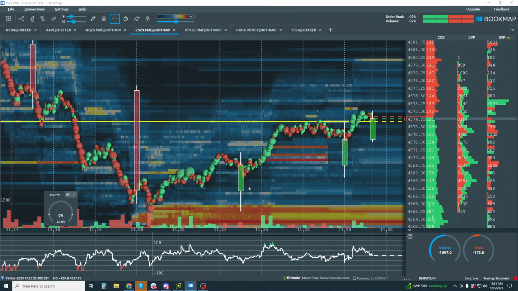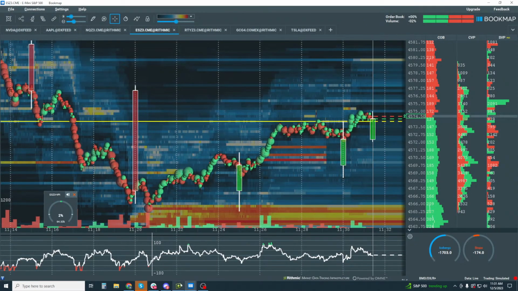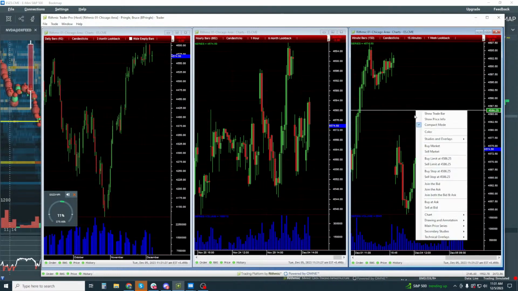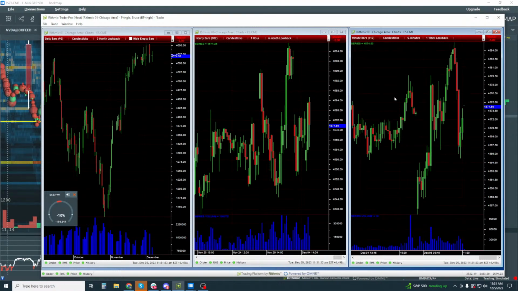Okay, what time frame are we looking at here? We're looking at a 5-minute candlestick chart, right? Okay, so let's look at a 5-minute candlestick chart here. All right, well, what's in between these candles?